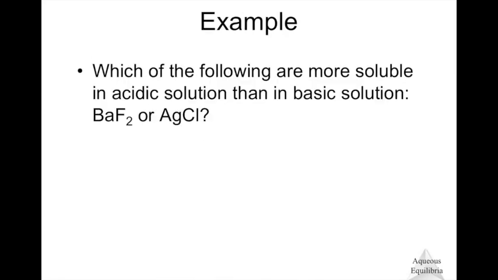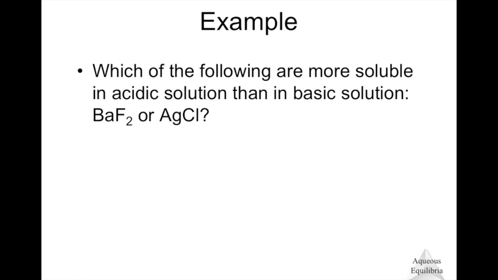And so, for example, which of the following is more soluble in an acidic solution than a basic solution? Barium fluoride or silver chloride? So what do you have to do to figure this out? Well, you have to think about the ions that you're making. Fluoride, if that were with an acid, would be HF, and you have to ask yourself, is HF a strong or a weak acid? HF is a weak acid, and conjugate bases of weak acids are basic.